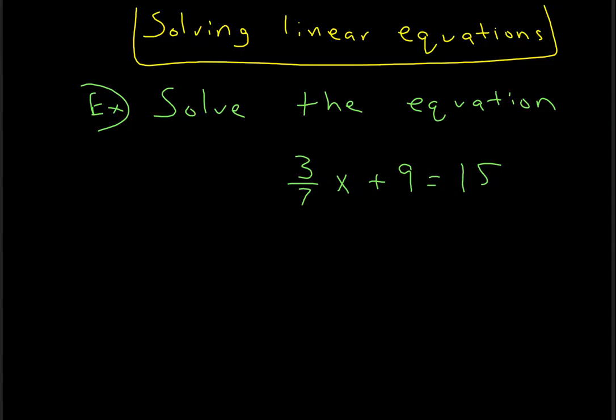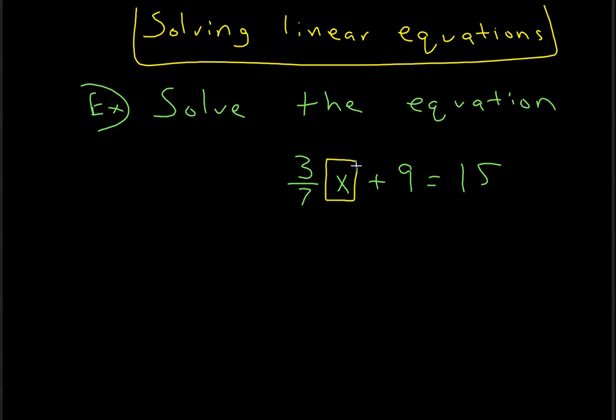All right, so this is our first linear equation. Linear means it's degree 1. The equation says 3 over 7 x plus 9 equals 15. So to solve this equation, our job is to isolate the letter x. And then we've solved it. And whatever the number equals, that's what x is.